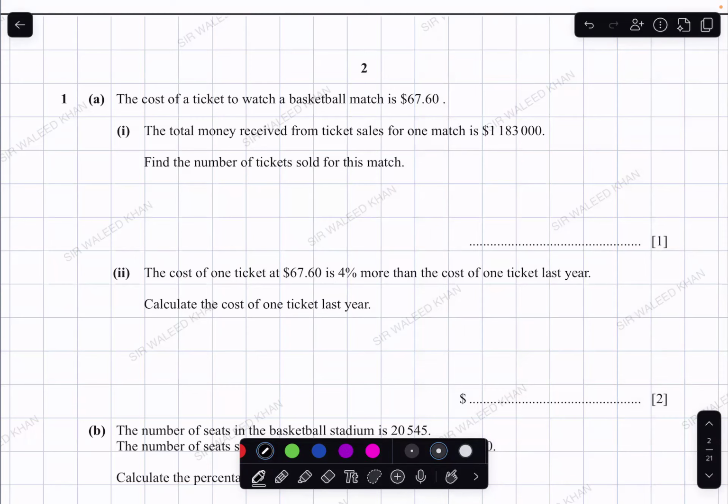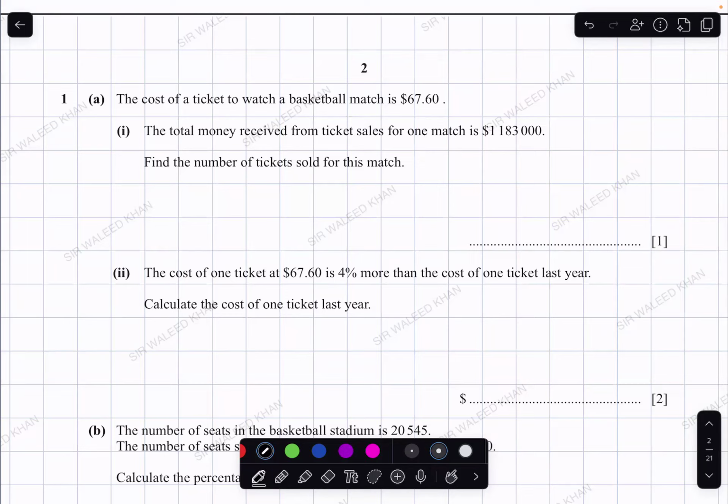Okay, starting with the first question over here. The cost of a ticket to watch a basketball match is $67.6. The total money received from ticket sales for one match is $1,183,000. Find the number of tickets sold for this match.